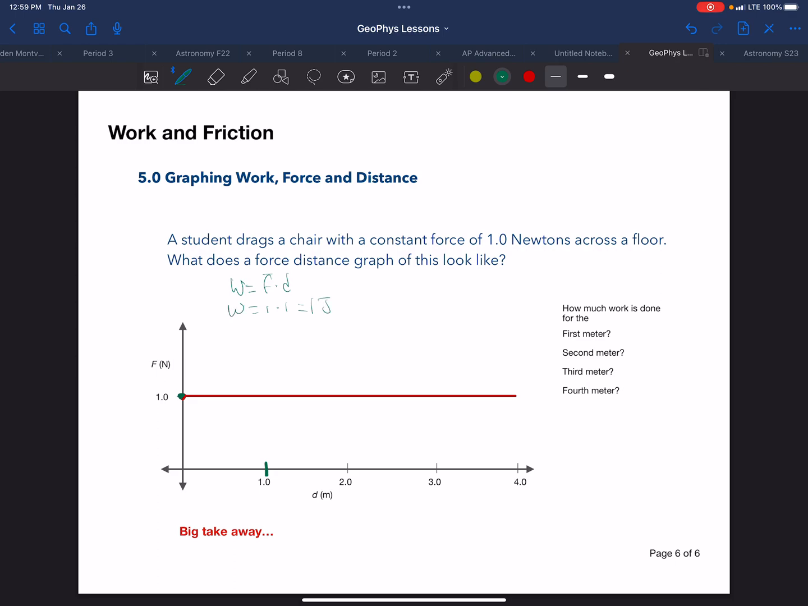Well, if you look at what we're doing here, actually, we're taking this 1 and multiplying it by this 1. Well, that 1 times that 1 gives us the area, which is an area of 1 joule.